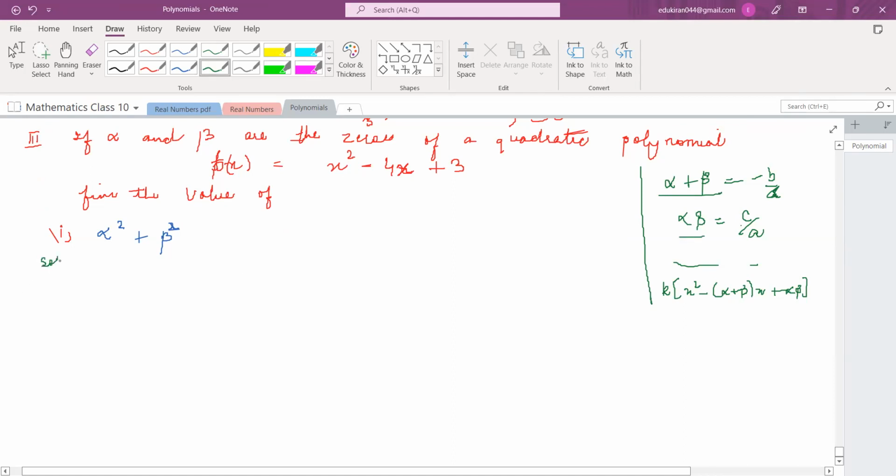So for the solution, for this particular p(x), which is x square minus 4x plus 3, what is a, what is b, what is c? You note it down first of all. a is equal to 1, b is equal to minus 4, and c is equal to 3. Clear? Okay. Now you can find alpha plus beta. So alpha plus beta is equal to minus b by a. So this will be equal to, Abdullah, tell me how much?